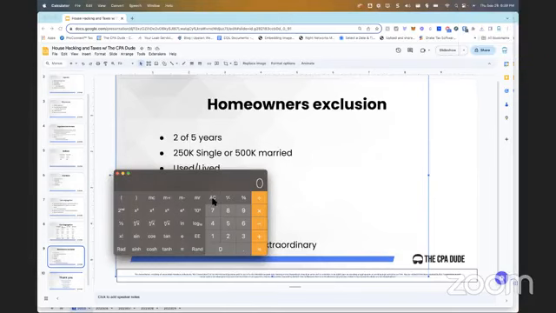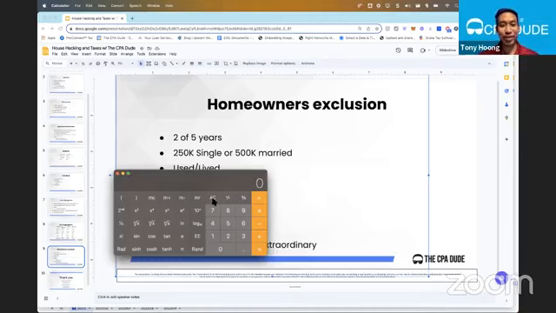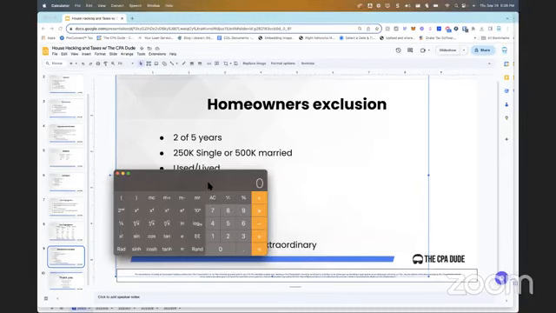I guess it's up to you, right? It's your preference at the end of the day. Is all this documentation worth it for 20 grand? In my opinion, yeah.